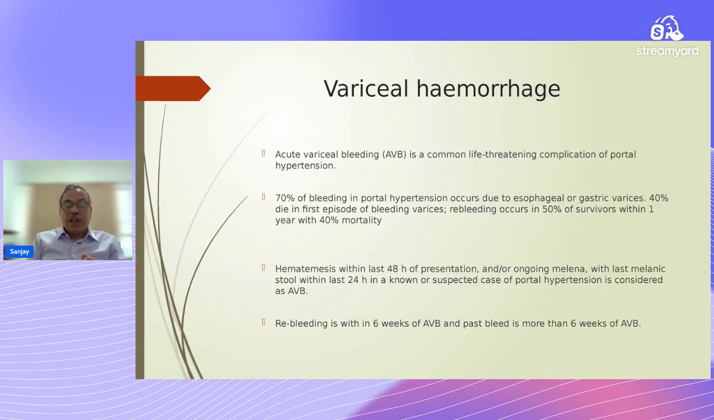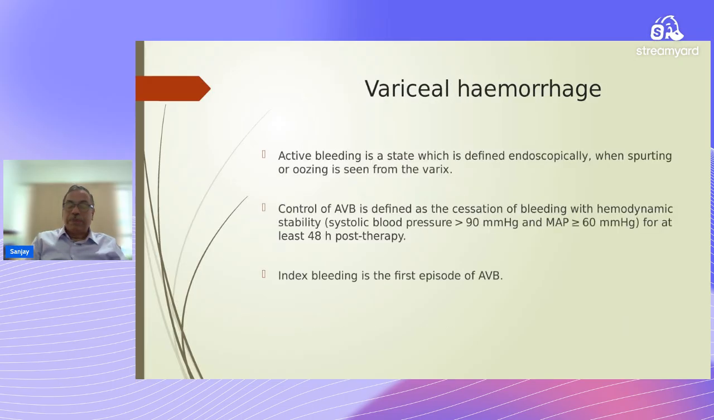Rebleeding is defined as occurring within 6 weeks of the first episode of acute variceal bleed. That means if there is a first bleed occurring now, your patient reports now, and any bleeding occurs within the 6 weeks of this initial episode, it would be labeled as a case of rebleeding. Whereas any bleeding which occurs more than 6 weeks from the index bleeding would be labeled as a past bleeding and not a case of rebleeding. So these terminologies, I hope you have understood.